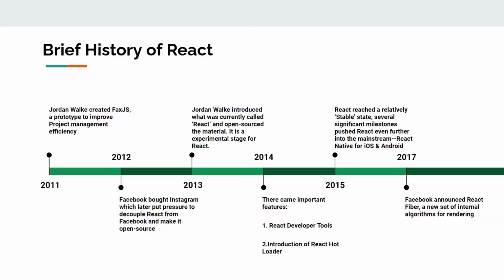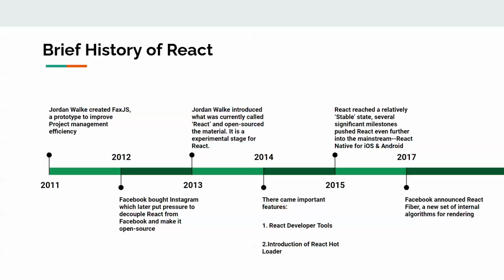Several significant milestones pushed React even further into the mainstream. March 2015, React Native for iOS became open source and available on GitHub. In September 2015, React Native for Android began rolling out. In 2017, Facebook announced React Fiber, a new set of internal algorithms for rendering. There are also several iterations after 2017 of importance.